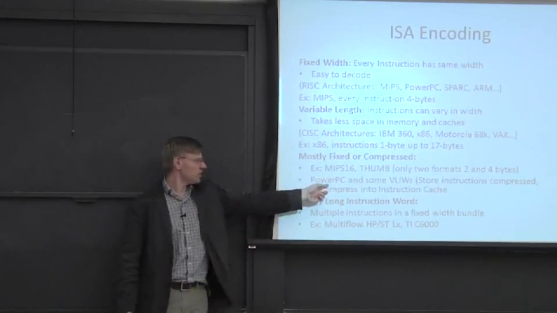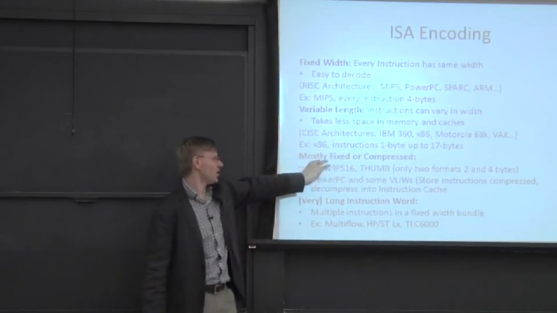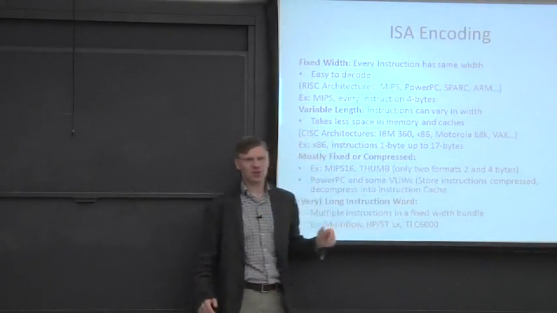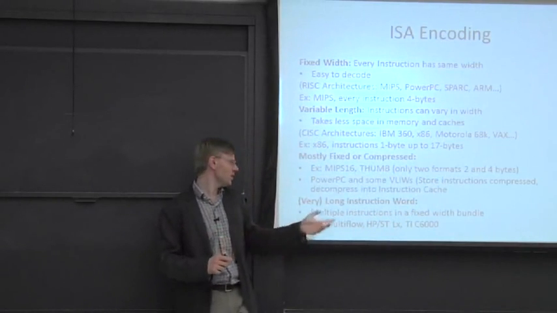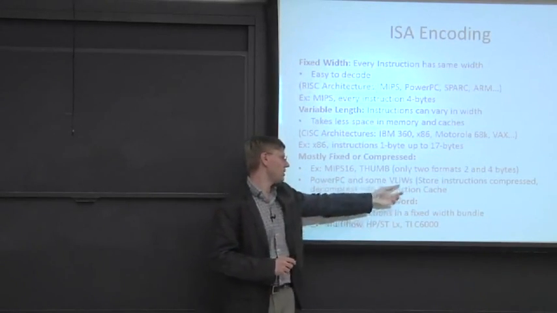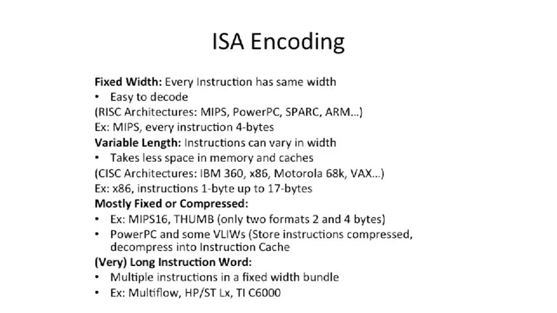This is a little bit different than compressed. So this is like a mostly fixed architecture with 2 different instruction sizes. If you look at something like PowerPC and some VLIWs, they actually have a compressed format where they will store the instructions compressed and decompress them when they end up in the caches at least. So you can think of some architectures where the code in main memory is small, but when you get to the cache, it gets expanded.